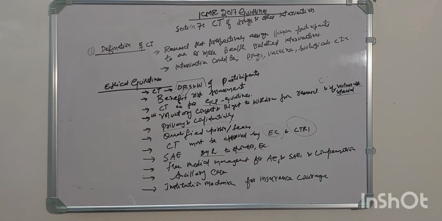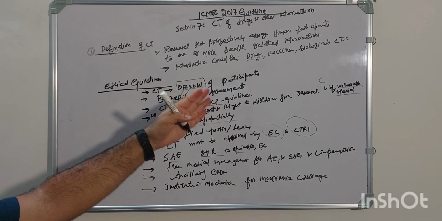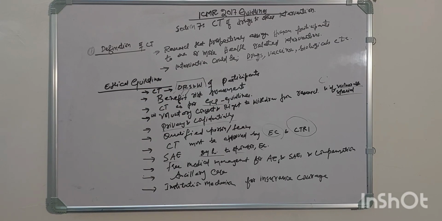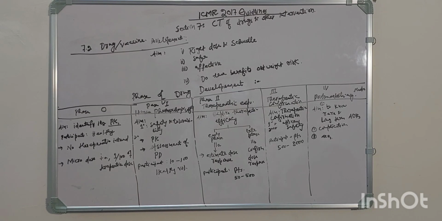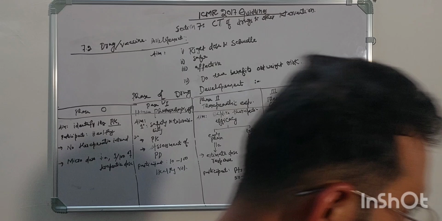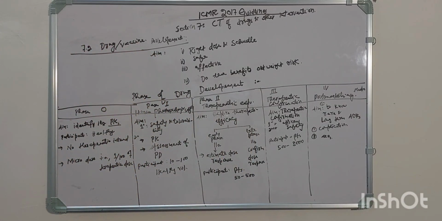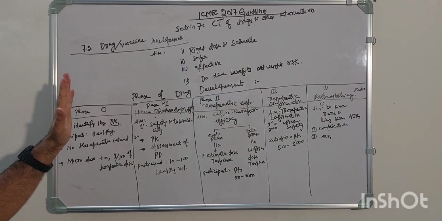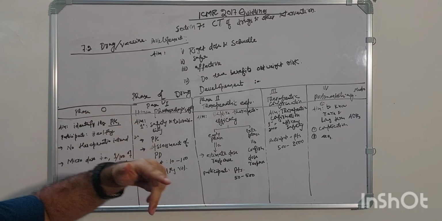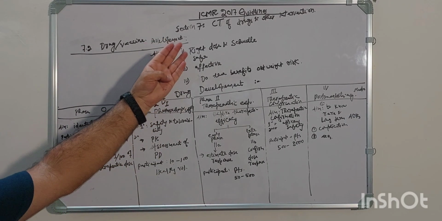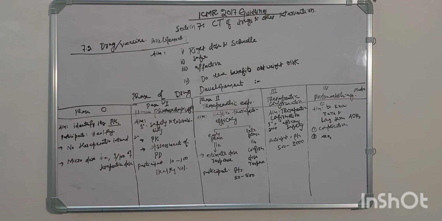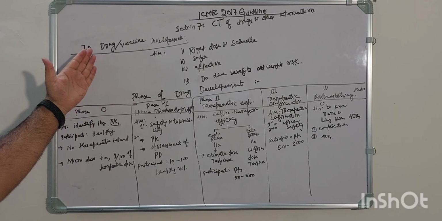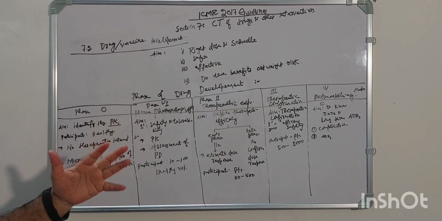So you can take the screenshot of this. Then we will look specifically at the interventions like drugs and vaccine, what the module has mentioned about drugs and vaccine. As we discussed, first the definition and then guidelines. Then the third thing, ICMR section 7 of the 2017 guidelines, is discussing specific interventions, clinical trials with respect to specific interventions.